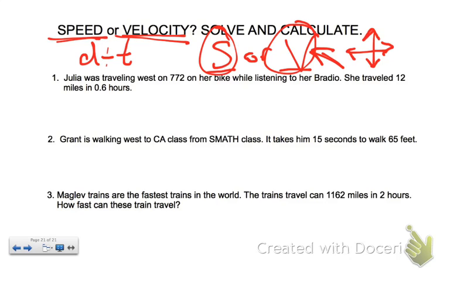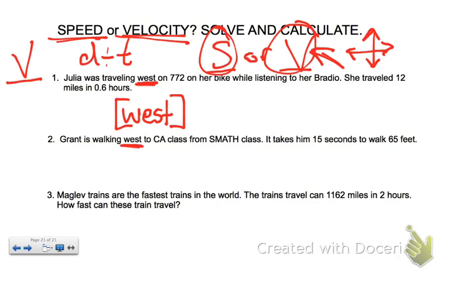So let's take a look at the problem here. Julia was traveling west on 772 on her bike while listening to her radio, her invention that she made. She traveled 12 miles in 0.6 hours. I look here and I see that she is traveling west. It is a specific direction, so whatever my label is going to be, it's going to have that west portion there in brackets, so I know it will be a velocity problem.